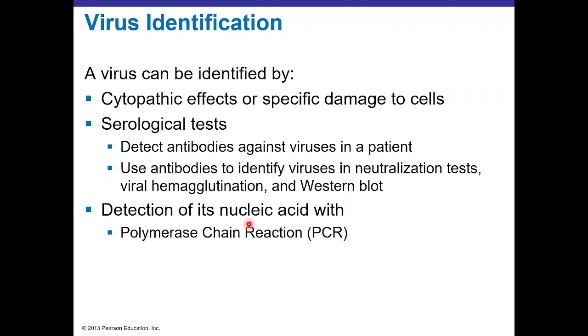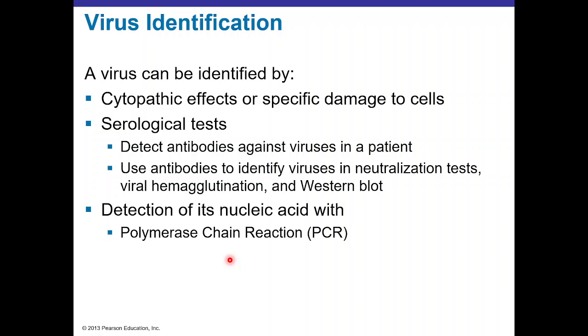So viruses can be identified based on the effects that they cause in the cells that they infect, which are known as cytopathic effects. Cyto for cells, patho for disease. So what is the damage that the virus causes in these infected cells? And viruses also can be identified by detecting antibodies against these viruses in the serum of the patient. These are known as titers. And for instance, we can measure the titers of antibodies against hepatitis B, against hepatitis C, etc.